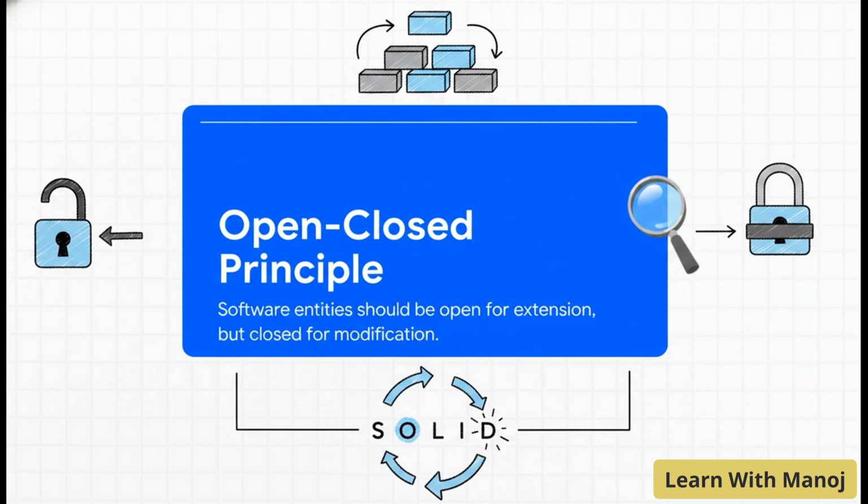It's the O in the famous SOLID acronym, and it dictates a beautifully simple rule. Your software entities should be open for extension, but closed for modification. So what does that mean in plain English? Basically, you should be able to add brand new capabilities to your codebase by writing new code rather than by tearing open and rewriting the working code you've already shipped.